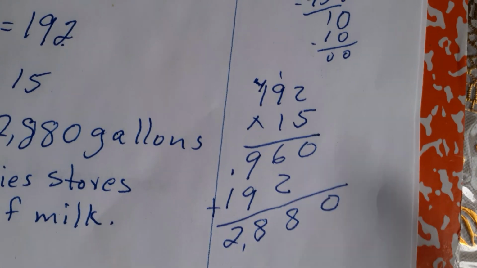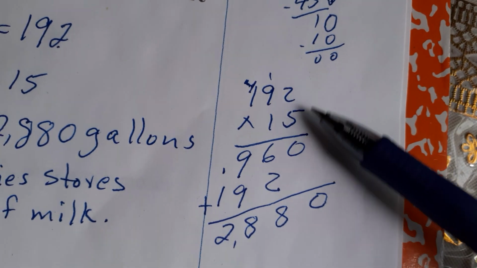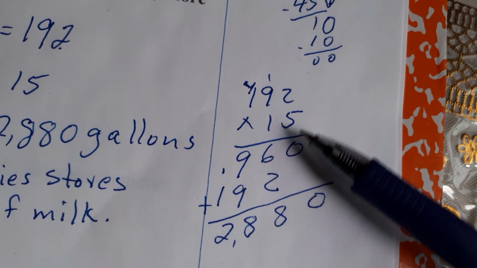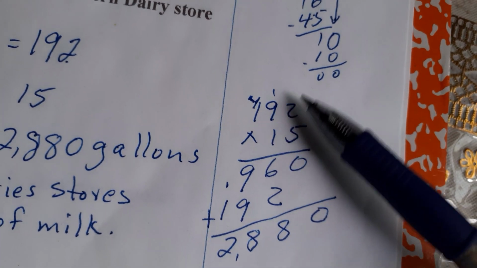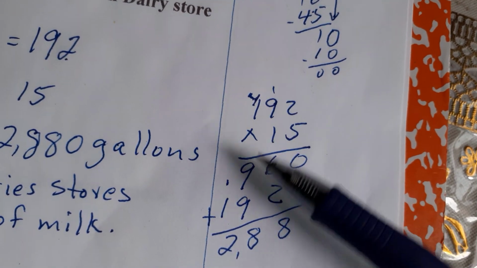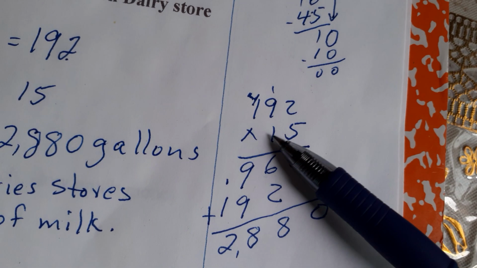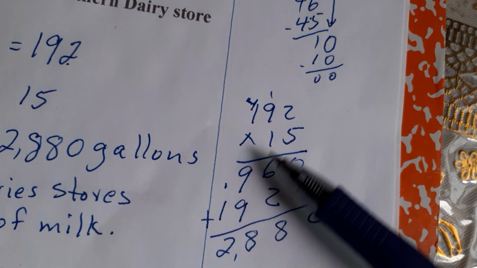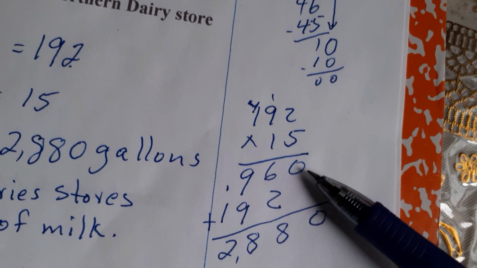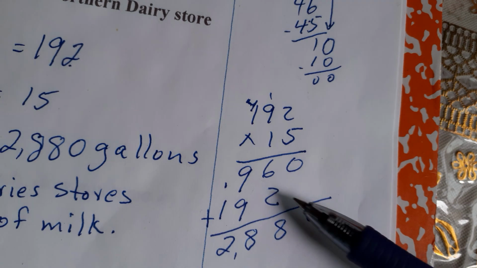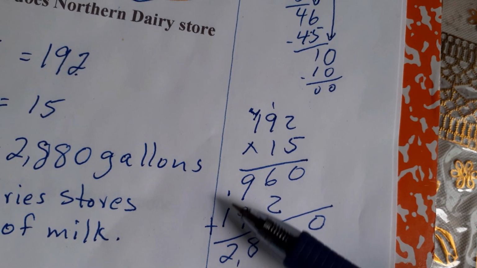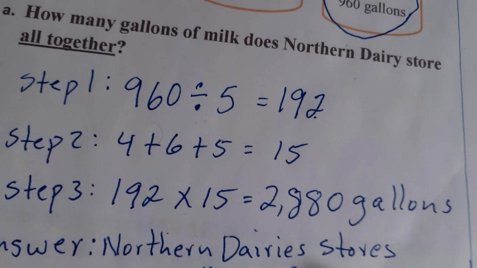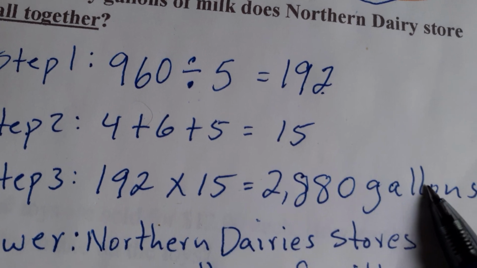I went to my rough work and I multiplied. 5 times 2, 10, carry 1. 5 times 9 is 45 plus 1, 46, carry the 4. 5 times 1, 5, and 4, 9. Now I multiply by 1, by the tens. 1 times 2 is 2. 1 times 9 is 9. 1 times 1 is 1. Okay, now I add. Bring down the 0. 6 plus 2, 8. 9 plus 9, 18. Carry the 1. 1 plus 1 is 2. 2,880. So we write our answer right here to complete the statement.